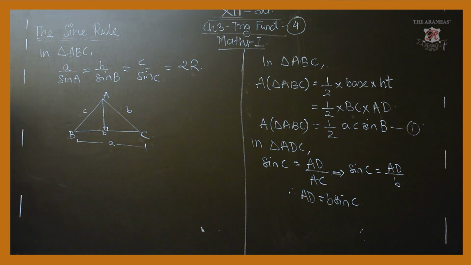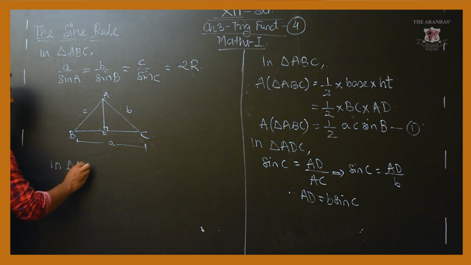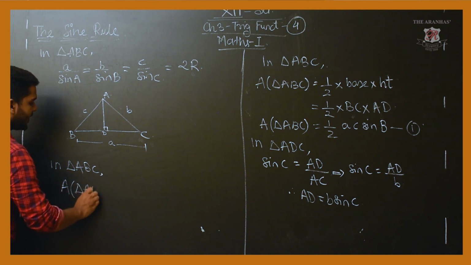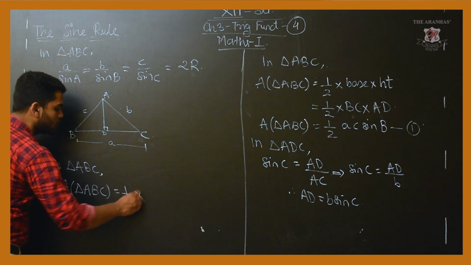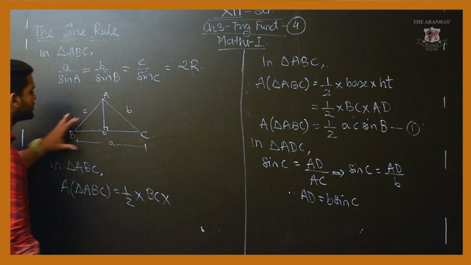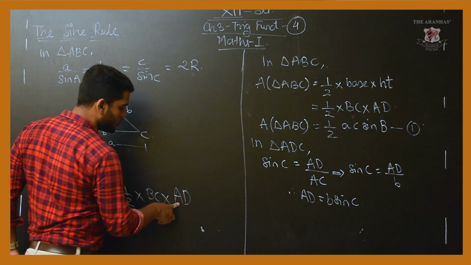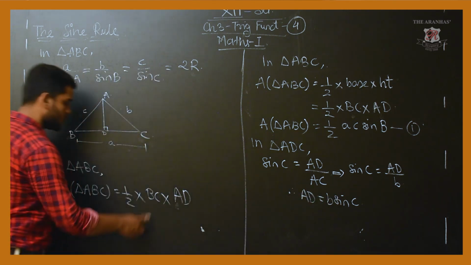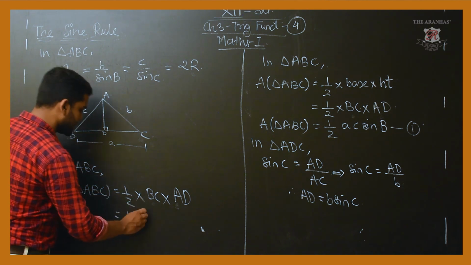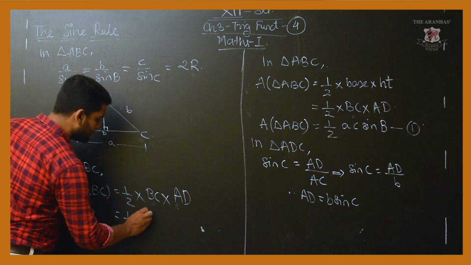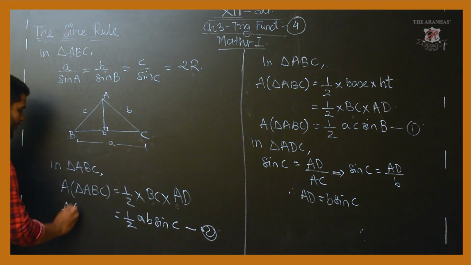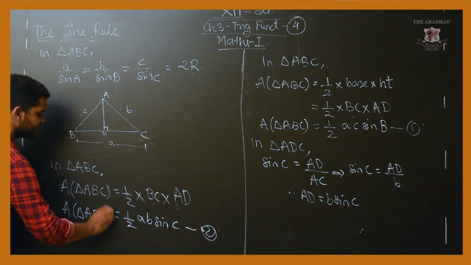Now again come to the triangle ABC. In triangle ABC, what do we know? Area of triangle ABC is half into base into height. What is the base for this triangle? BC is the base. Height is nothing but AD. But we again know the value of AD, what is it? b sin C. And BC is nothing but a. So it will be half, BC is a and AD is b sin C. Give this as 2. This is nothing but the area of triangle ABC.